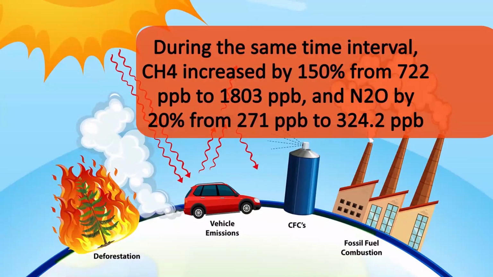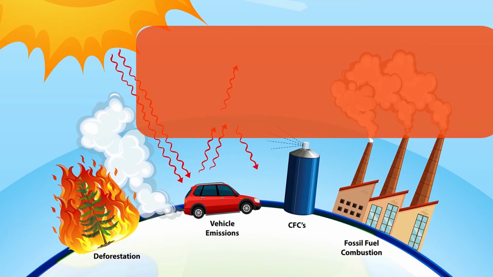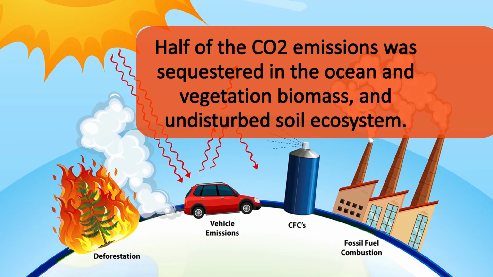And as regards nitrous oxide, the increase is to the tune of 20%. During the Industrial Revolution it was around 270 parts per billion. Now it has crossed 320 parts per billion. So half of the carbon dioxide emission was sequestered, in the ocean and also the vegetation biomass, because vegetation, through the process of photosynthesis, can also sequester carbon dioxide. It's a significant contribution, that's carbon sequestration.